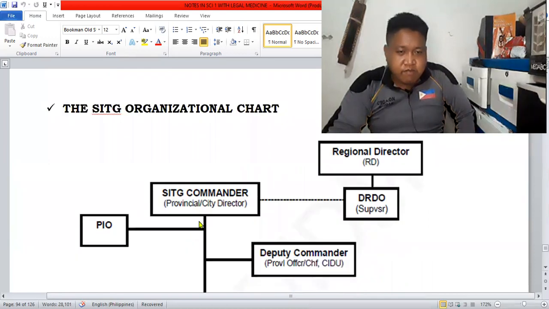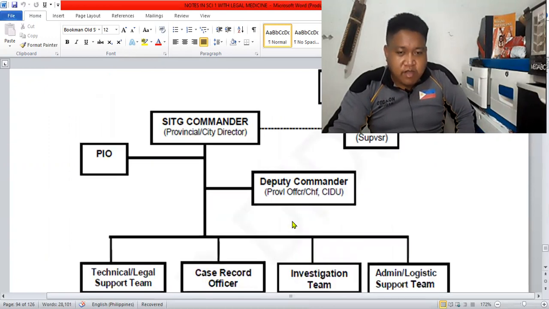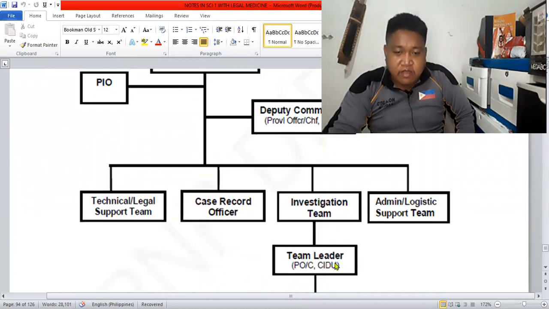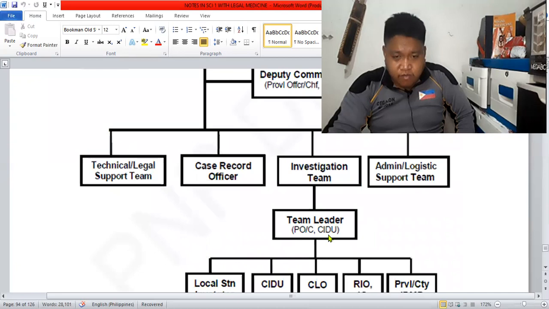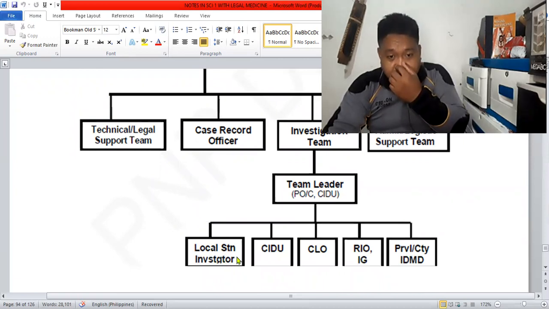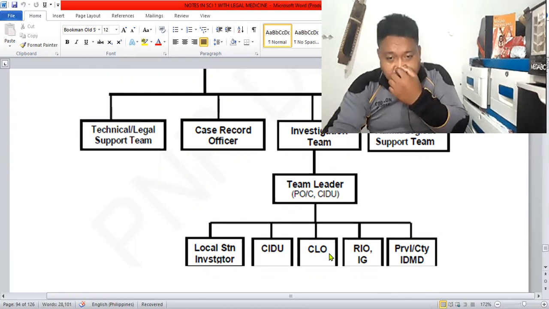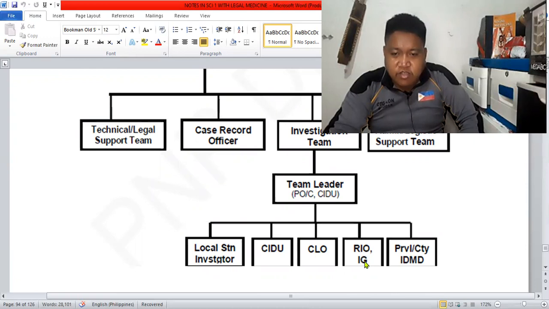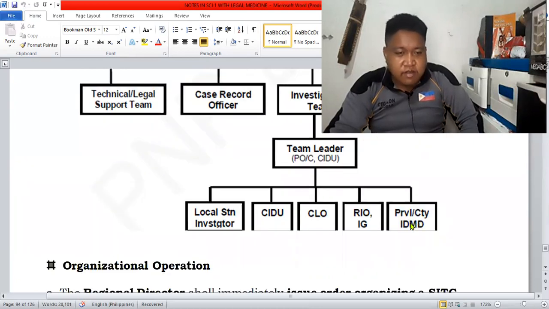So the commander is the provincial or city director, not the municipal chief of police. The RD is above that. Okay? Then the PIO, the deputy commander, technical, legal, so it is complete. The team leader is the SIDO or the provincial officer. The local station investigator is included there, the CIDO, CLO, Crime Laboratory Office, Regional Investigation Officer, and the intelligence group. Yeah, okay.